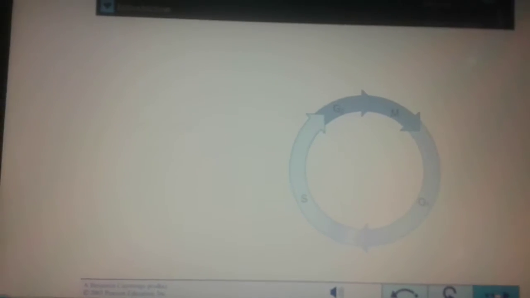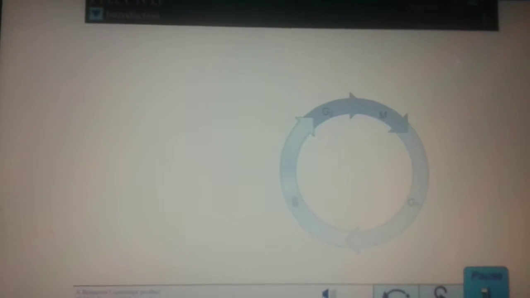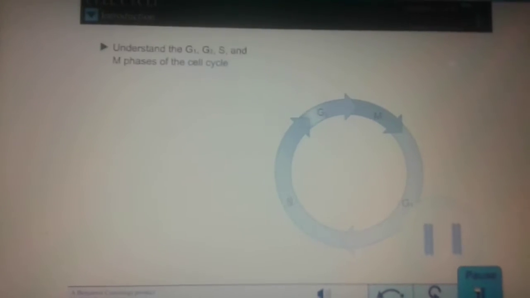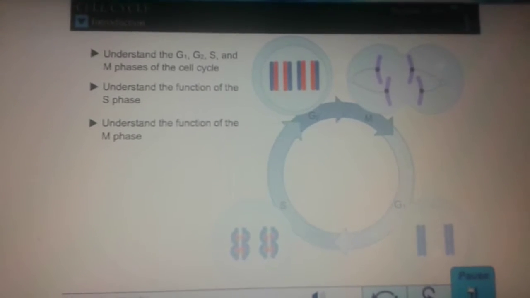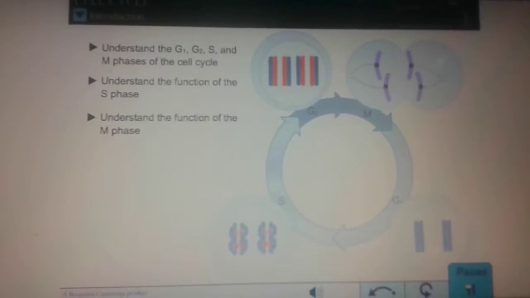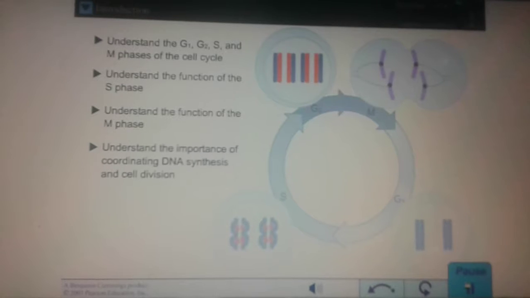In this exercise, you should understand the different phases of the cell cycle, understand the function of the S phase, understand the function of the M phase, and understand how DNA replication and cell division are tightly orchestrated to ensure that a parental cell divides into two healthy daughter cells.